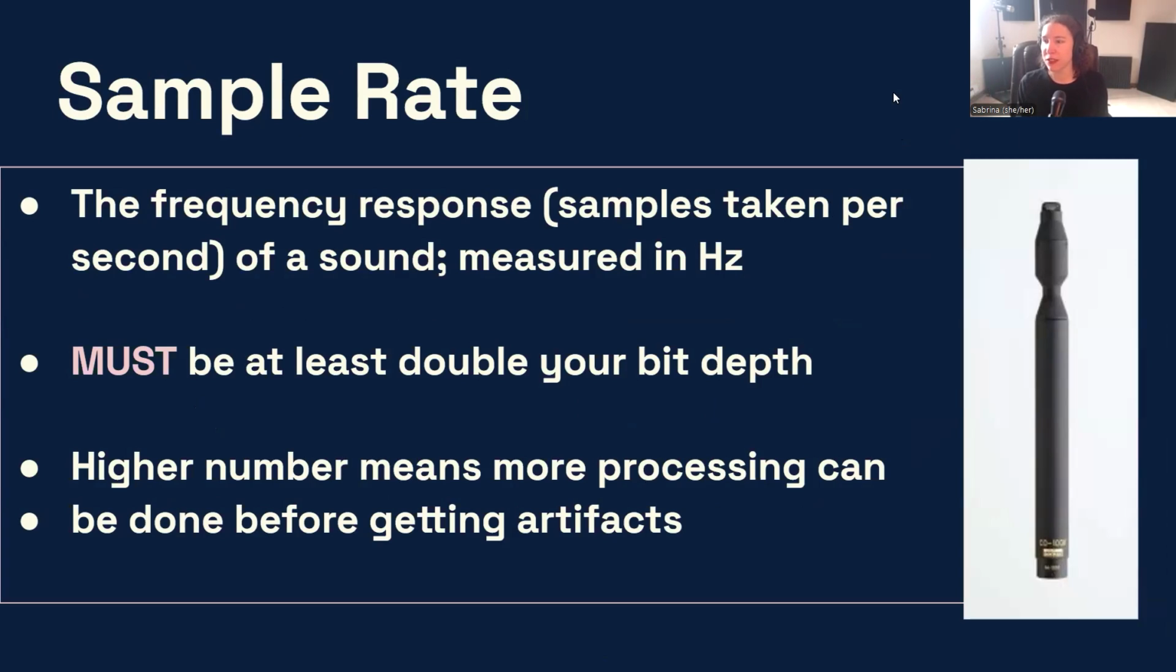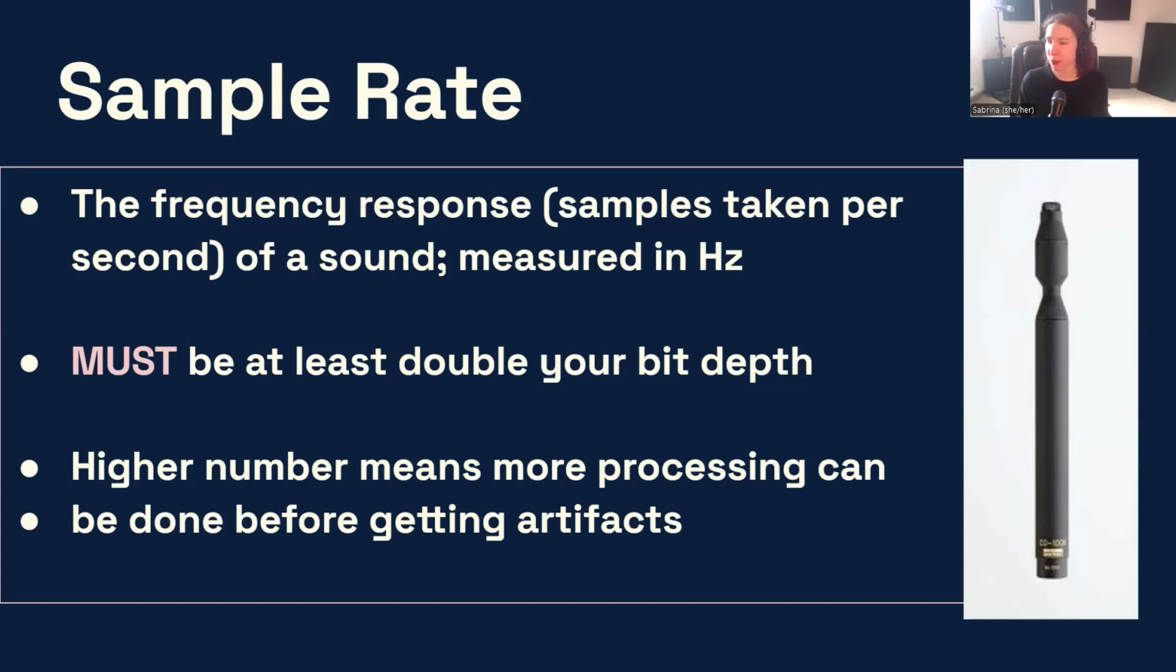The next is sample rate. So if bit depth has dynamic range, sample rate is the frequency response. It's the amount of samples taken per second, and that's why it's measured in hertz. So sample rate has to be at least double your bit depth. This is very important. If it's not double your bit depth, you will have distortion, artifacts, and other issues when you're recording that you can't take out.